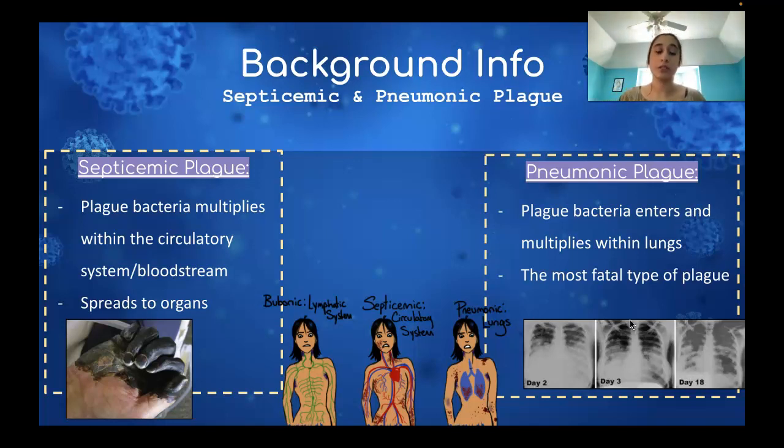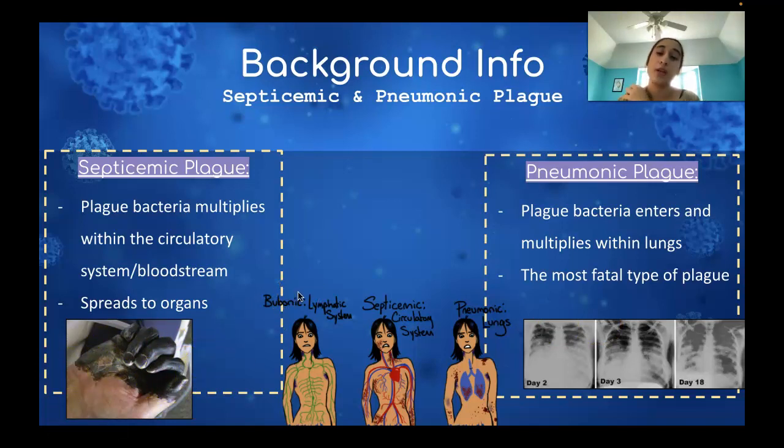Septicemic plague is basically when the plague bacteria enters directly into your bloodstream, and it multiplies within the circulatory system. This gives it easier access to all your internal organs since it's directly in the bloodstream. And septicemic plague can actually develop from pneumonic or bubonic plague, but it can also develop on its own within the body. And this picture on the bottom just shows a symptom of septicemic plague.